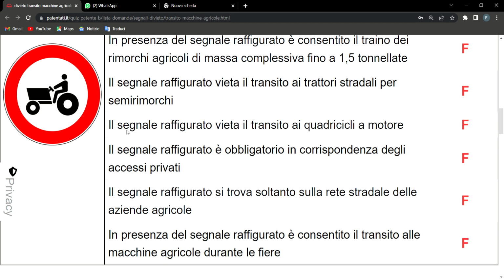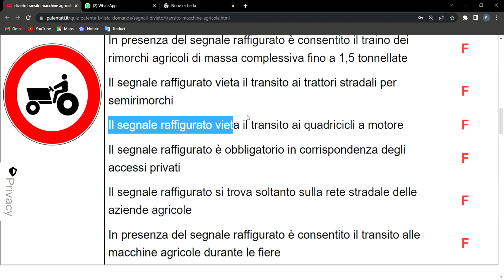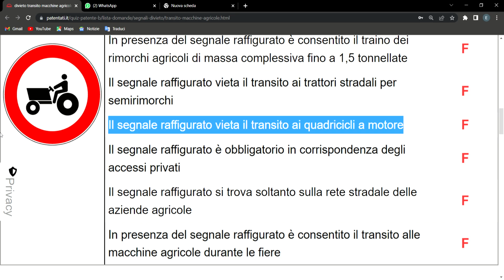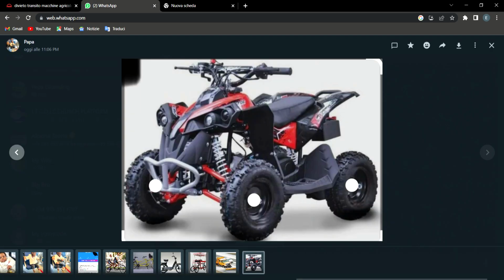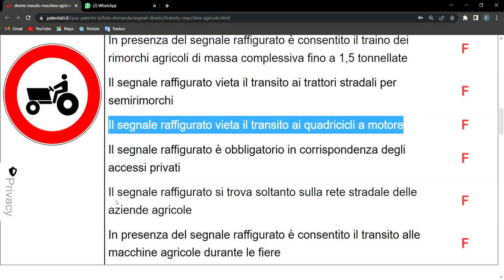And another one again, he says, "Il segnale raffigurato vieta il transito ai quadricicli a motore." Quadricicli a motore is not an agricultural machine or vehicle. So for that reason, this sign does not forbid it. The question said that the sign forbids quadricicli a motore, but it does not forbid this one, because quadricicli a motore does not belong to the categories of vehicles for agriculture. So this is the reason why this one is false.